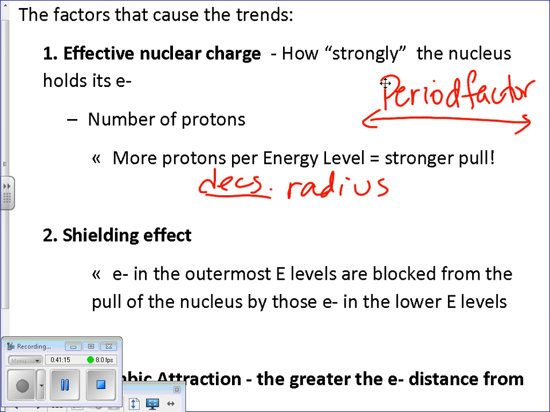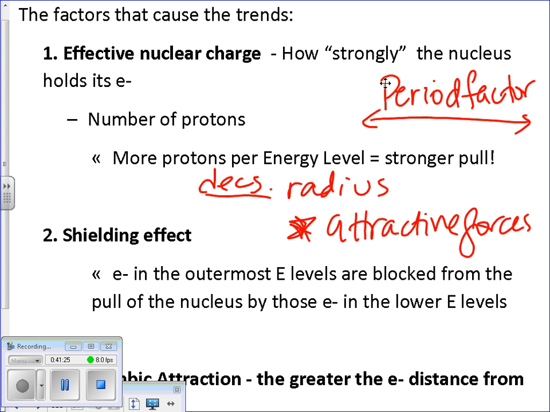And that's just simply because attractive forces are in effect, okay? And attractive forces is kind of what Coulombic attraction is. I have that at the bottom here.